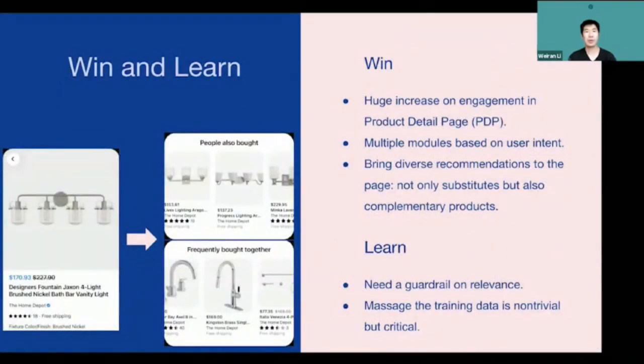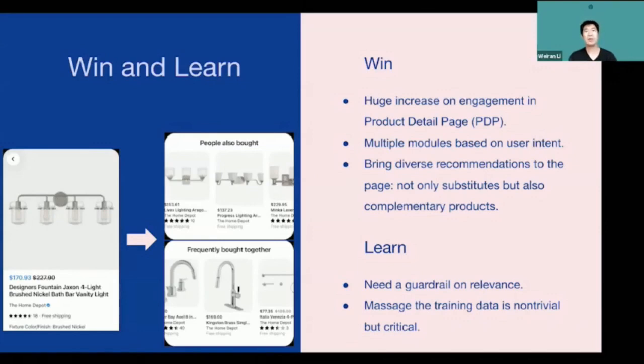The value from this work is also multifold in our related products recommendations. First of all, we observed a huge increase in overall engagement after we added this candidate source. Secondly, it enabled faceted results wrapped as standalone recommendation modules based on interpretable themes. For example, this people also bought or frequently bought together modules. We can see from the example here that this framework successfully introduced diverse results to the page, not only substitutes of the original products, but also some complementary.